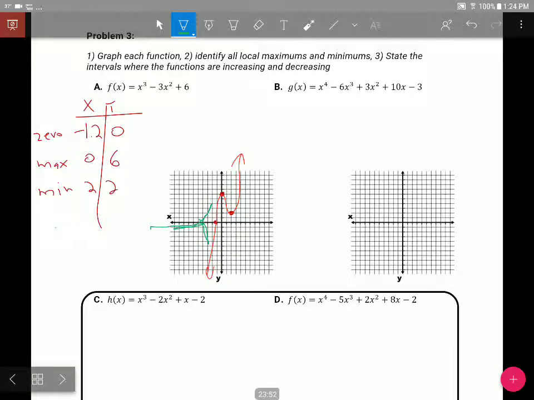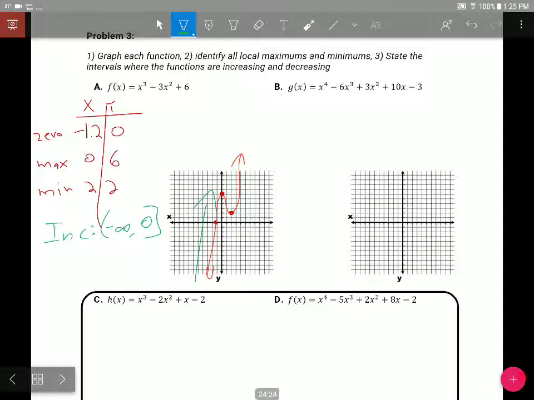Down. Well, this graph is going up until that point right there. What is the x value right here? 0. It's at 0, 6. So the x value is 0. So I am increasing from negative infinity to 0. So basically everything to the left of 0, the graph is going up.